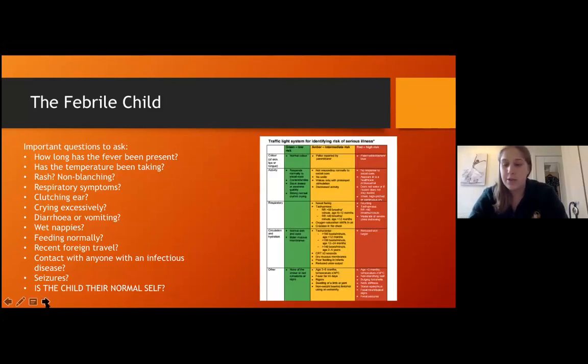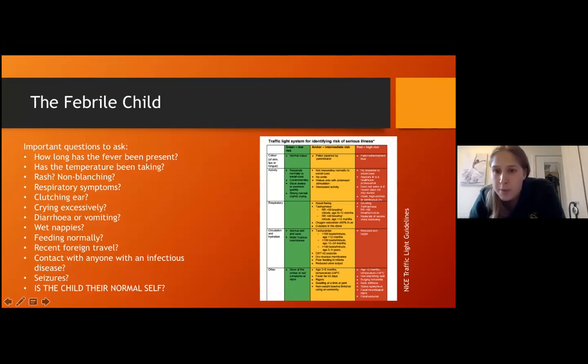So these are the things I was talking about before. This is the NICE guidelines traffic light system, which is used for identifying illness in a child regardless of the cause. If they're green, they're pretty low risk and they're probably going to be okay. If they're amber, you can probably manage it in the GP surgery, might be observing them a little bit, might ask mum to bring them back if they get any worse. But red, you're going to send them straight to hospital.